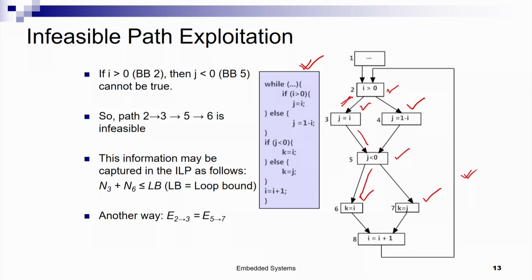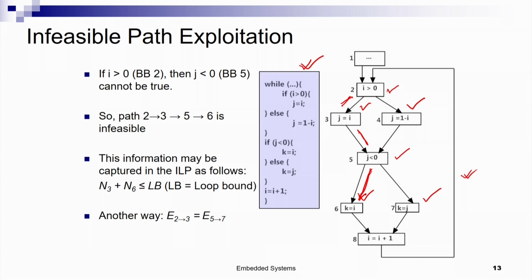Why is this path infeasible? This cannot happen. Why can't this path happen? Because when I is greater than 0, we say j equals I. So, j is also greater than 0. So, if j is greater than 0, the condition j less than 0 being true cannot happen. So, this path can never be taken. So, we can say that this path 2, 3, 5, 6 is infeasible.